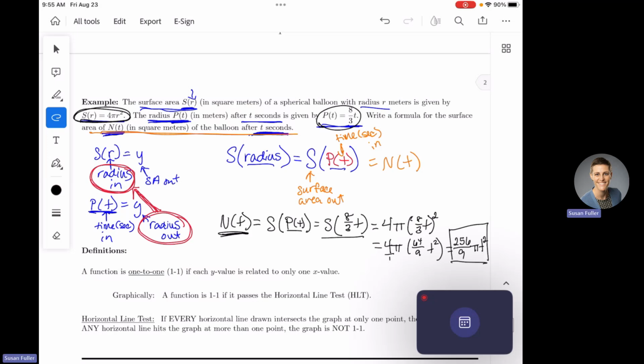For these word problems, what I want you to do is start with your given functions, figure out what's going into and what's coming out of each function, and look for something that matches. That's going to tell you which function to plug into which function, and then you can do your function composition and find that formula.